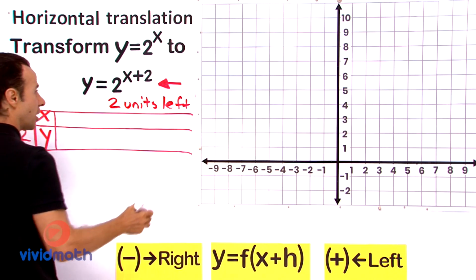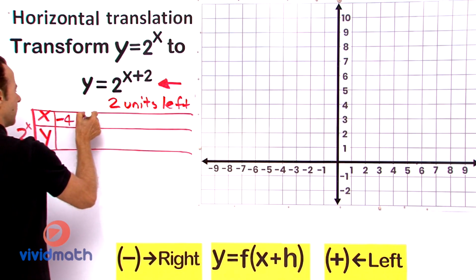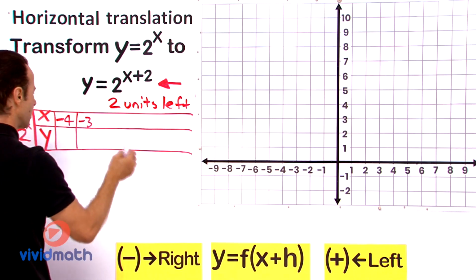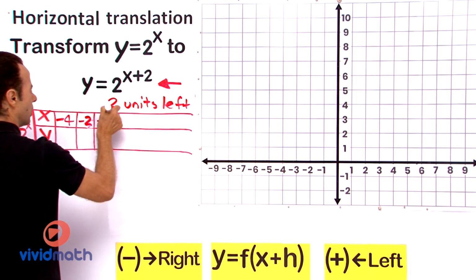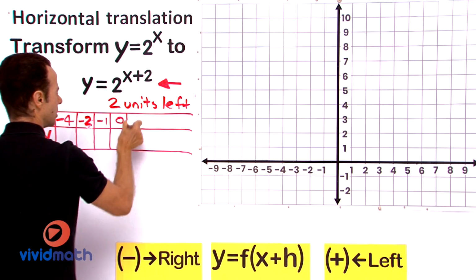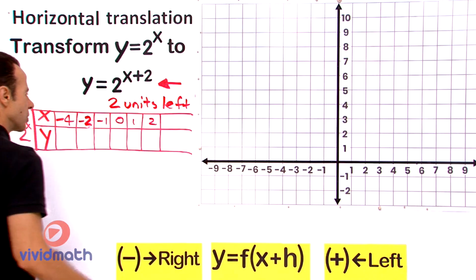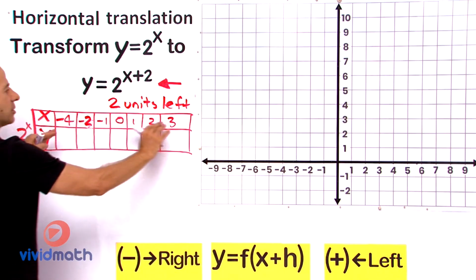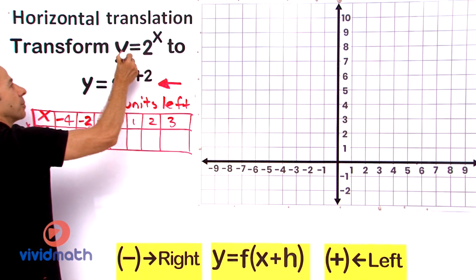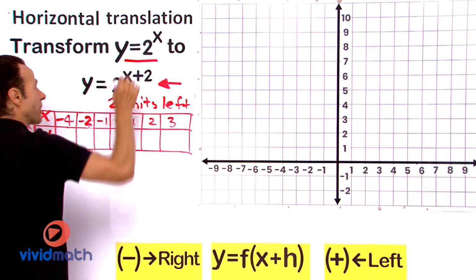So let's go from, say, -4 and -3. Should we go -3? We'll go -2. -2 is good. -2, -1, 0, 1, 2. I think if we go up to 2, that should be good. We can go 3. Okay, let's substitute these values, this table of values, into the parent function, not into this, into the parent function. So the parent function is just 2 to the power x.